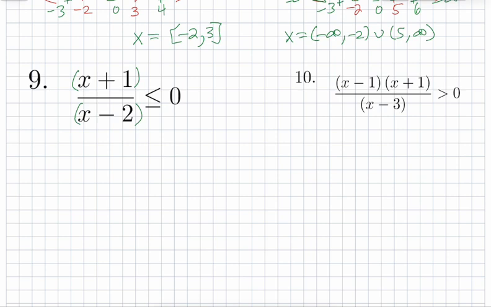We're going to set each one of those factors equal to 0 like we did before. So where does x plus 1 equal 0 and x minus 2? And then you're just going to solve those like we have done before. So we get an x value of -1 and an x value of 2. And we're going to put those on the number line from least to greatest order.